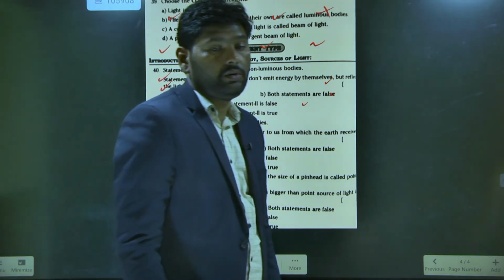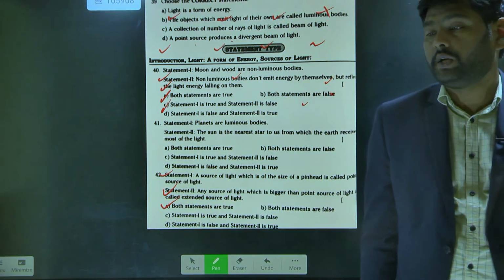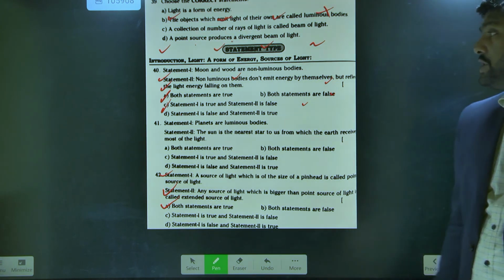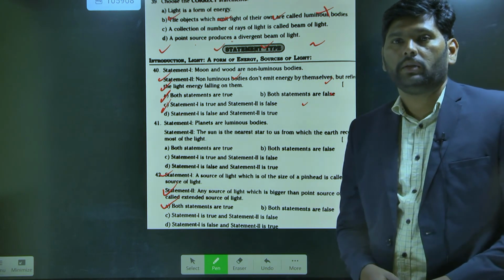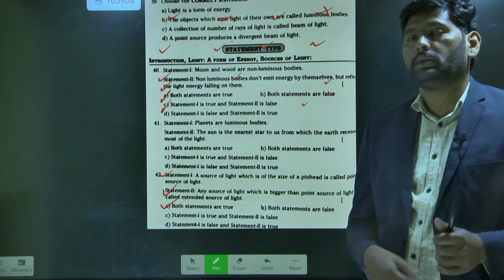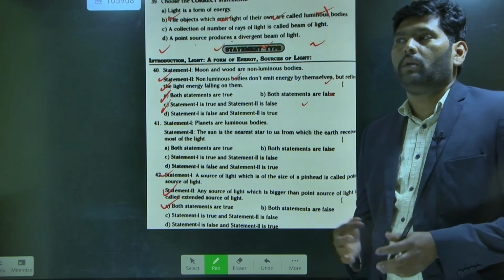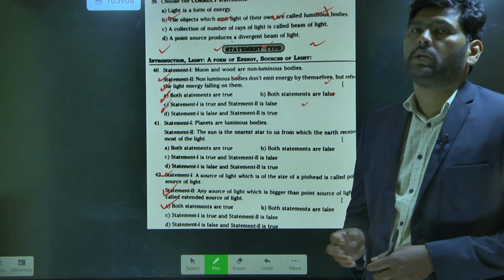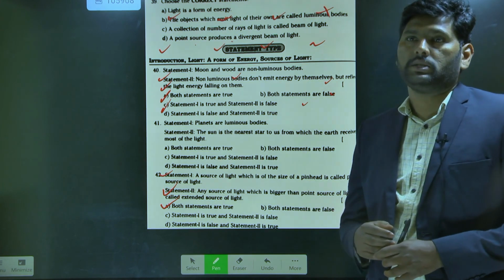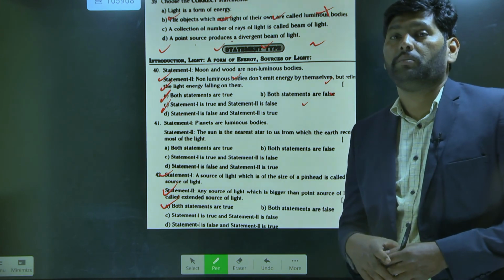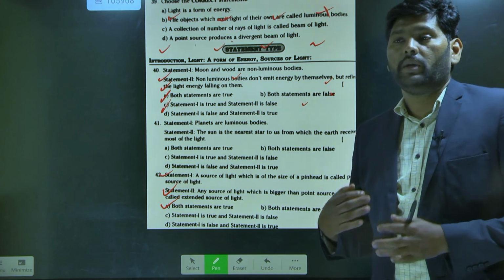So this is how the questions related to the light chapter go, and the remaining questions we'll discuss in the next session. We still need to see some numericals, and also the reflection of light concept and reflection on plane mirror concept. Based on that we'll see some questions.